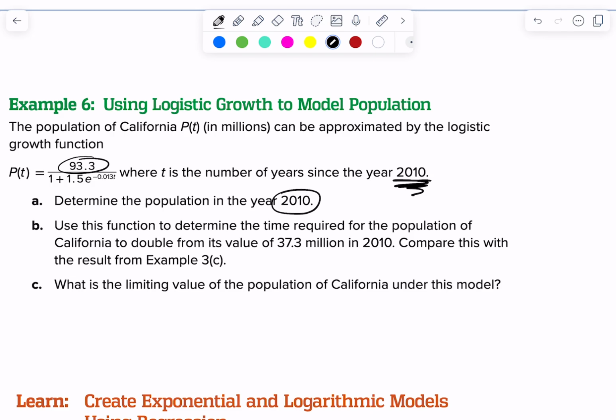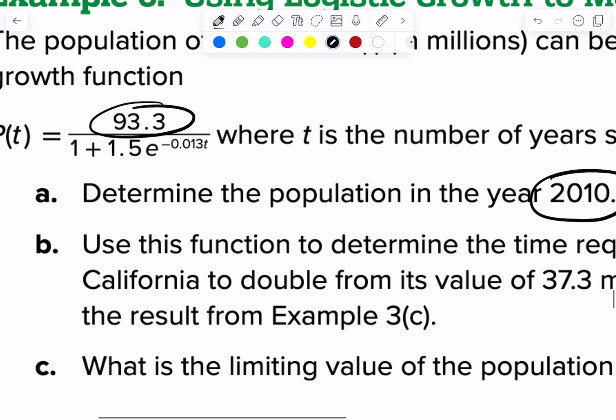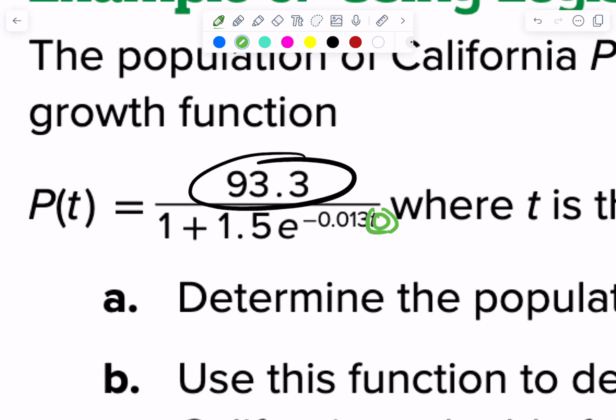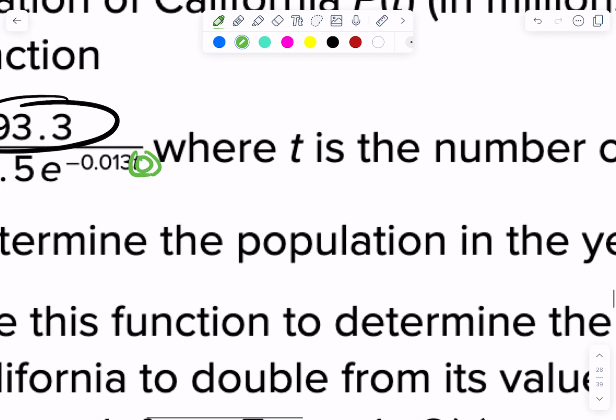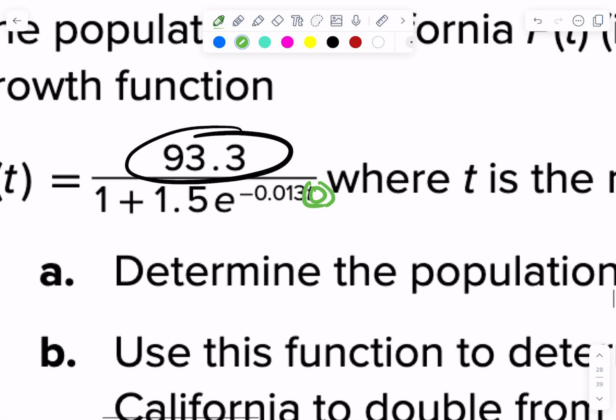What is the population in the year 2010? So what do I plug in for T? 0. I plug 0 in. Let's do some of this in our head. How do we know? Because 2010 is my starting year. T is the number of years since 2010, so if I want to know 2010, that's 0 years since 2010.